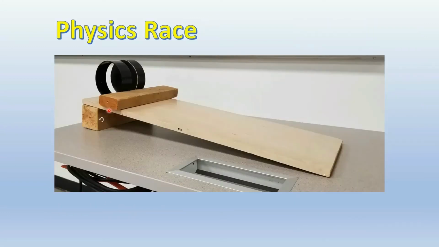Alright, so what we're going to do with these two cylinders is we're going to race them down a ramp. I'll remove the wooden block and we'll just let them roll down at their own pace. What I'd like you to do is think about the properties of the disks and decide which object will win the race.